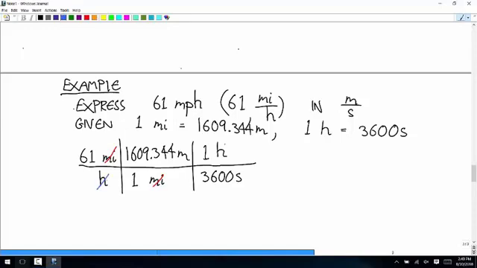And now those cancel. And the units we have left are meters divided by seconds, just like we want. And the answer to that is 27.26 meters per second. Any questions about that?